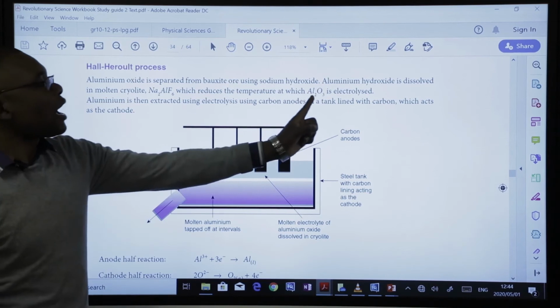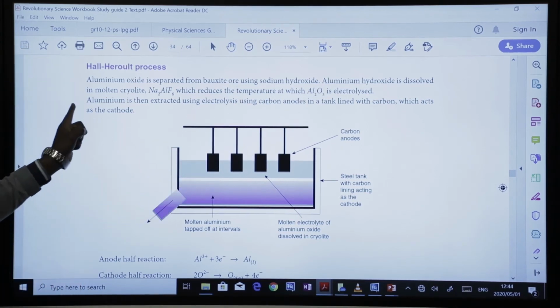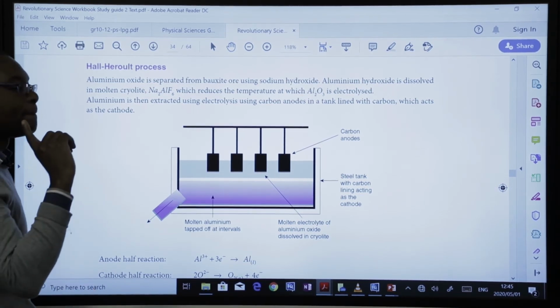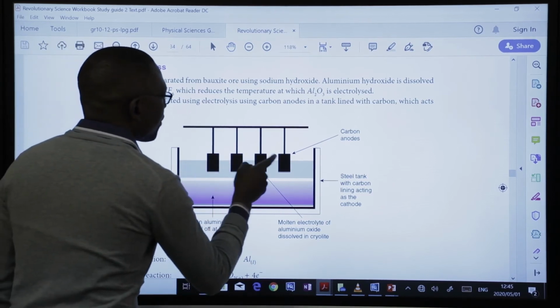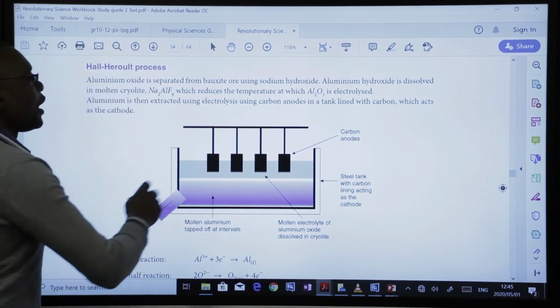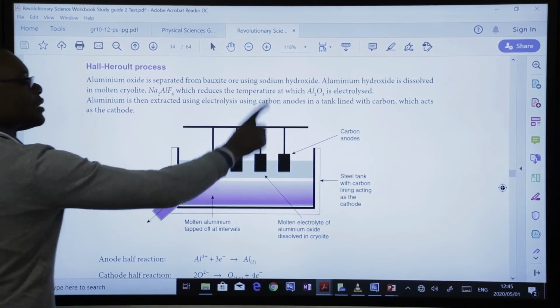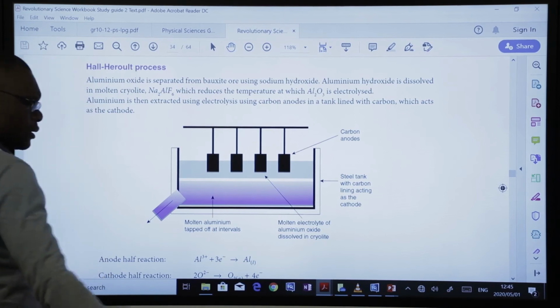So aluminium oxide is dissolved in molten cryolite. Cryolite is sodium aluminium hexafluoride, which reduces the temperature of the aluminium oxide when it is electrolyzed. So aluminium is then extracted using electrolysis, and what we use as our electrodes, these are carbon electrodes. And all of them, they are acting as anodes. So where is our cathode?